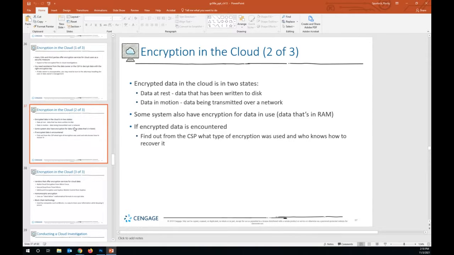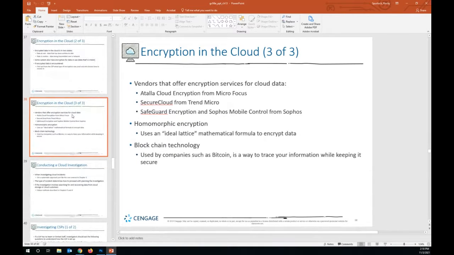If encrypted data is encountered, you want to find out from the CSP what type of encryption was used and who knows how to recover it. Some vendors offer encryption services for cloud data, such as Secure Cloud from Trend Micro, among others. Something may be like a blockchain technology, used by companies such as Bitcoin, and it's used to trace information while keeping it secure.